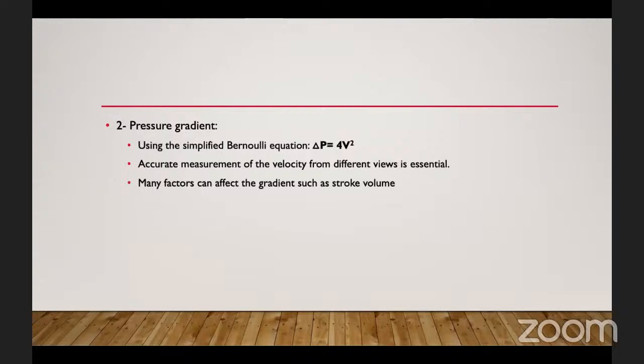Second is the pressure gradient. It's the same concept. You will use the continuous wave, and you will calculate the maximum velocity, and then you will multiply 4 by the maximum velocity squared, which will give you the pressure gradient across that area.